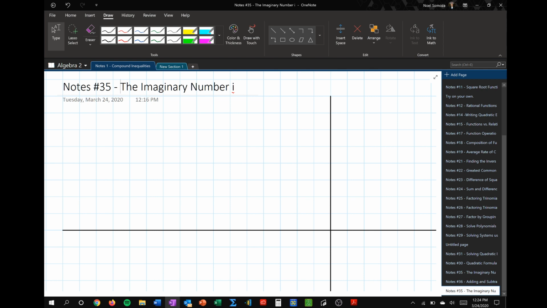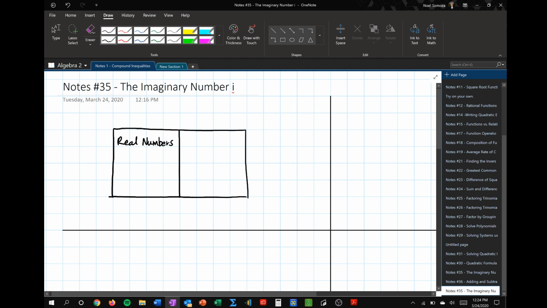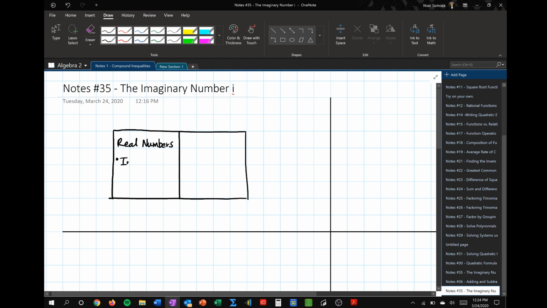What I want to talk about is a diagram of all of the numbers included in the math world, which are split up into 2 categories. You have 1/2 of it, which is your real numbers. Your real numbers are everything that you've worked with up until this point. This includes integers, which are positive and negative whole numbers.